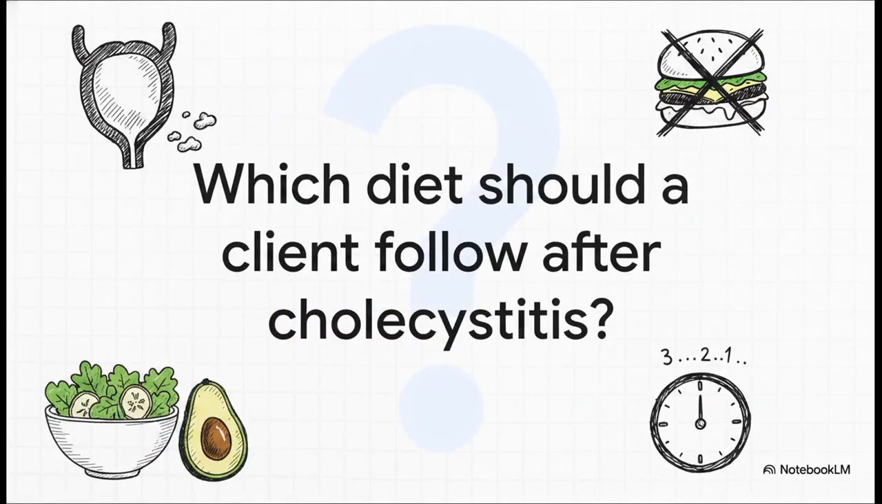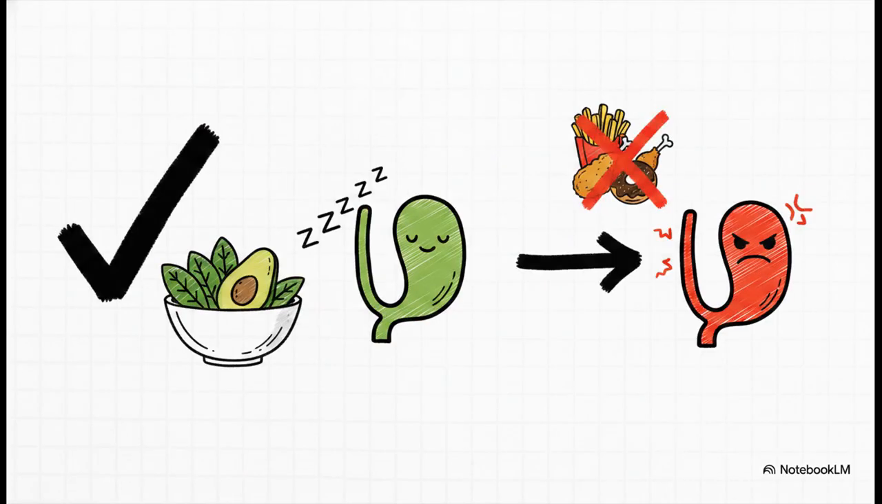Question 2. After recovering from cholecystitis, the client should be taught to follow which diet? A. Low-fat diet. B. High-fat, high-protein. C. High-fiber, high-fat. Or D. Unrestricted diet immediately. Lock it in. 3, 2, 1. The answer is A, a low-fat diet.